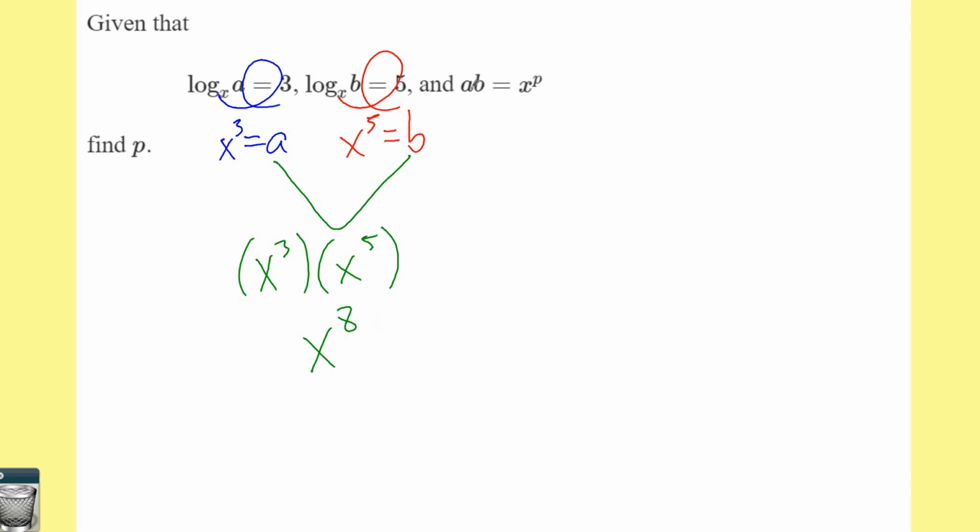And it was supposed to equal AB equals this. So this equals x to the p. So 8 equals p. Okay, and that's what we found.